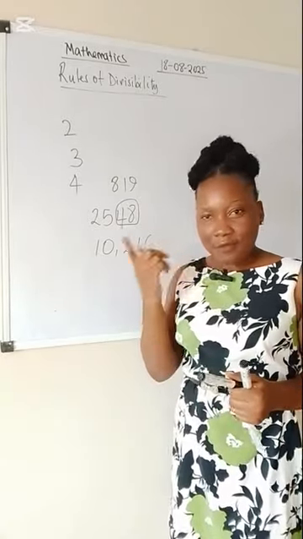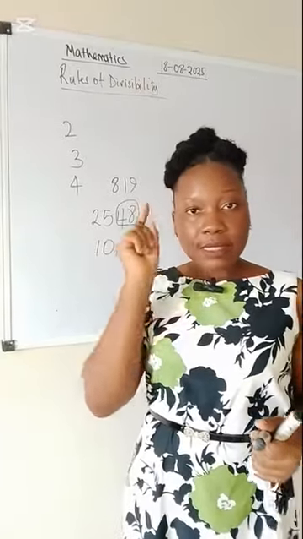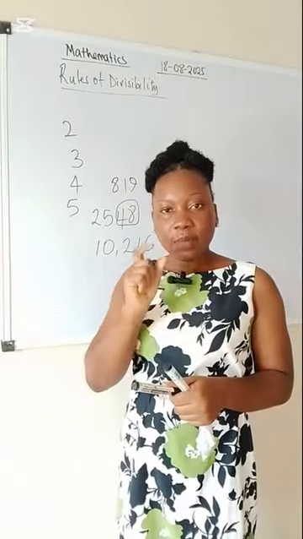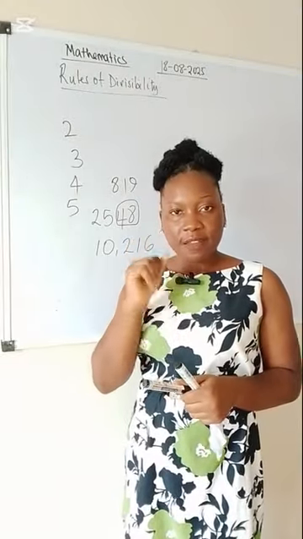Now for 5, 5 is like the easiest. If the number ends in 0 or 5, then 5 can divide the number. Again, if the number ends in 0 or 5, then 5 can divide the number.